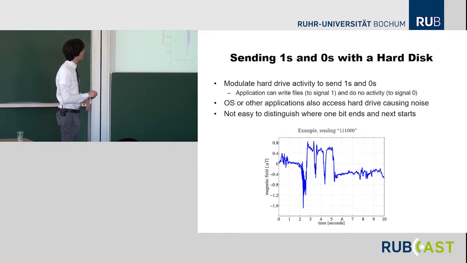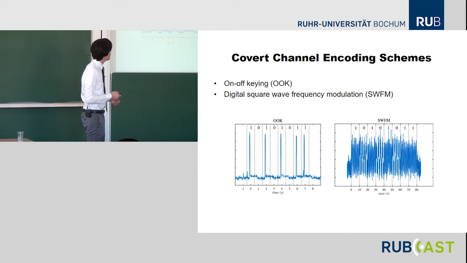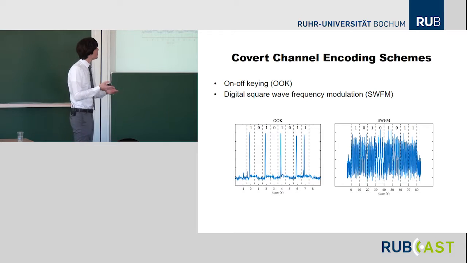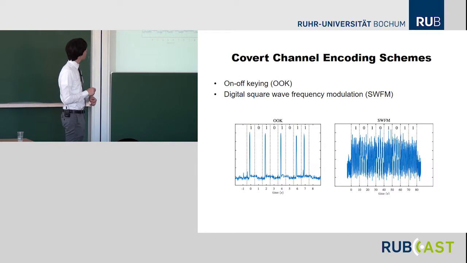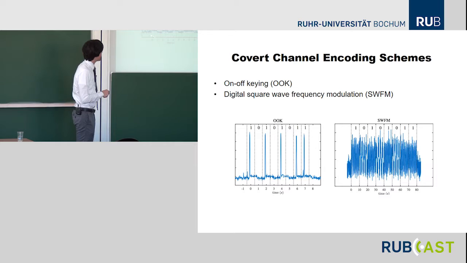The problem is that it's hard to distinguish where the one ends or the zero begins, so you need some sort of actual encoding scheme for the communication. So we looked at two different schemes well known in communications. One is on-off keying, and the second is digital square wave frequency modulation. With on-off keying, the idea is very simple. You divide your time into fixed time intervals. So these are the time intervals.